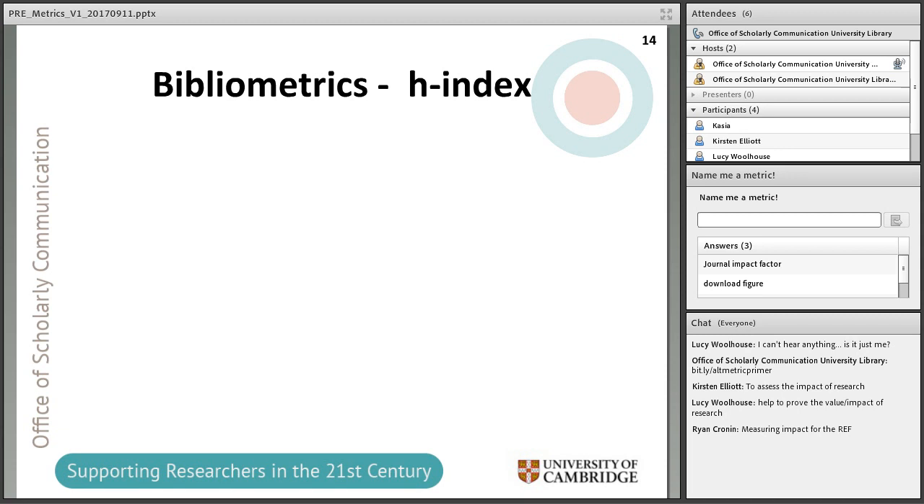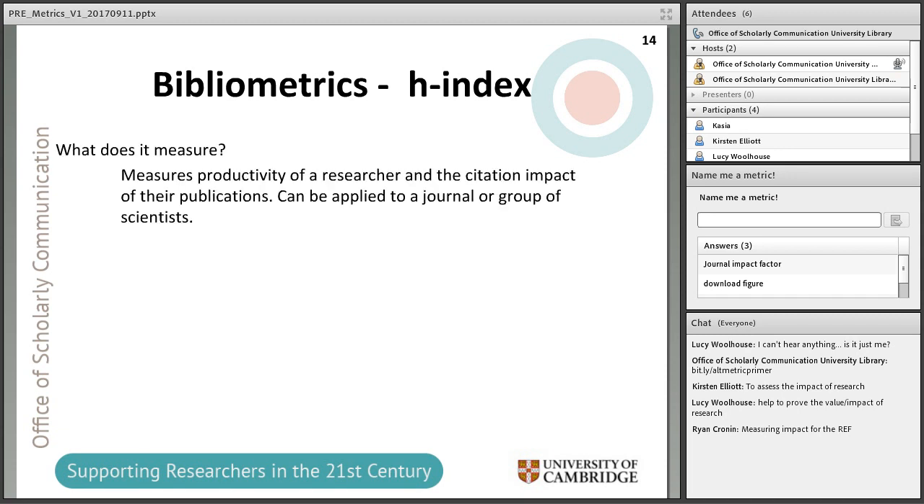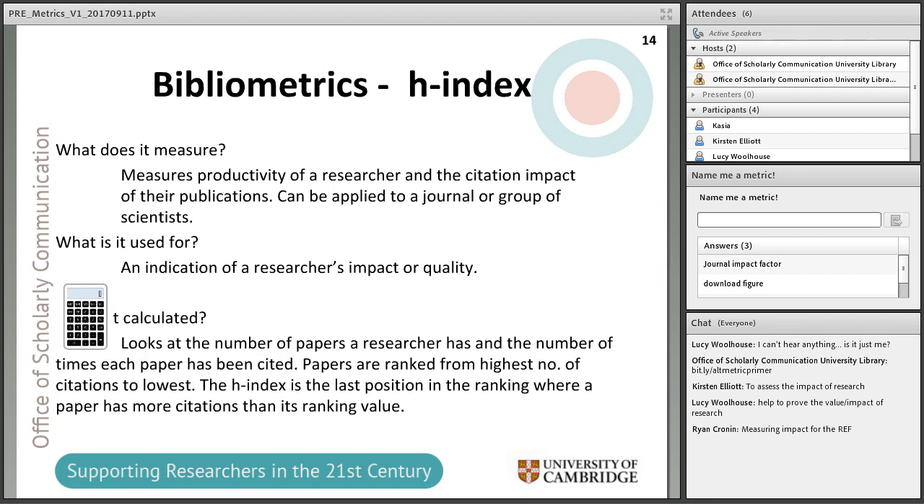So I'm going to talk about the H-index next, which is a metric that can be used to look at the researcher. It's supposed to measure the productivity of a researcher and the citation impact of their publications. It can also be applied to a journal or a group of scientists, but it's most commonly applied to individuals. And it's used as an indication of that researcher's impact or quality. It's calculated by looking at the number of papers a researcher has and the number of times each paper has been cited. So the papers are ranked from the highest number of citations to lowest, just like we saw in Danny's Google Scholar page.